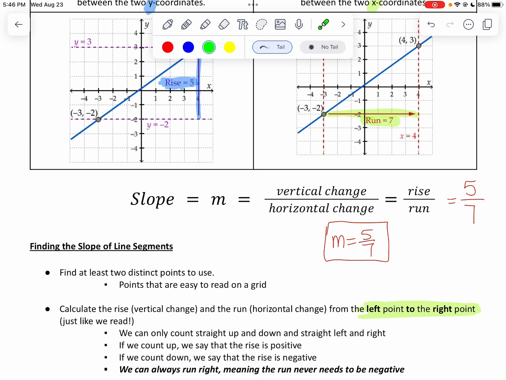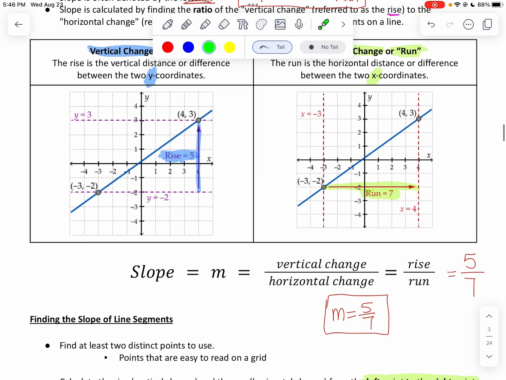Okay, for this, we can only count straight up and down and straight left and right. So we're never counting on a diagonal, like I might go up here and then come back here, or go from here up to here. We're always simply counting in terms of our horizontal distance, exactly on the horizontal, or our vertical change, exactly on the vertical. Okay, so when we count our rise and our run, just make sure we're going on the exact horizontal versus the exact vertical.